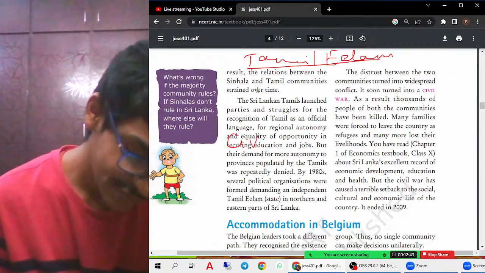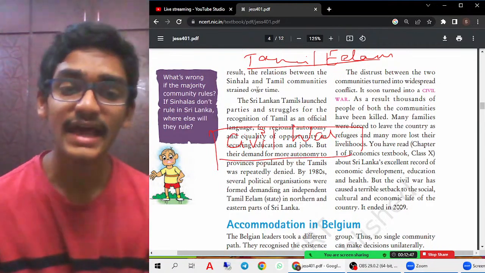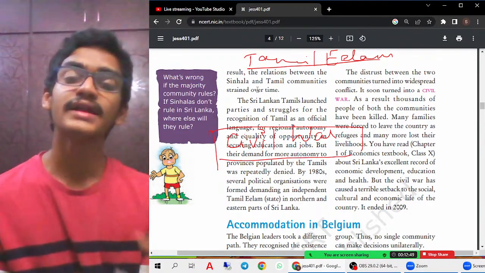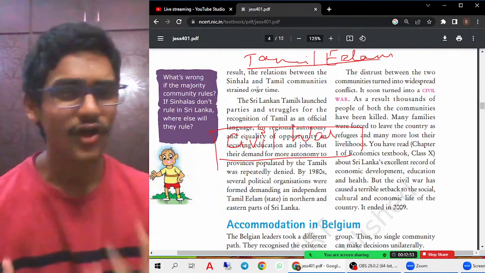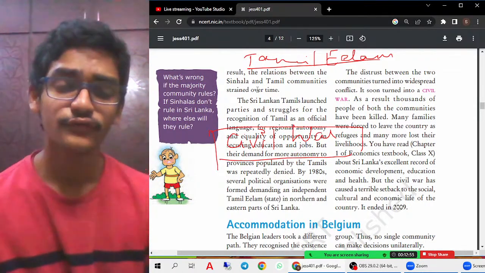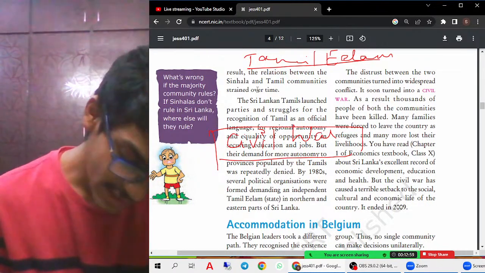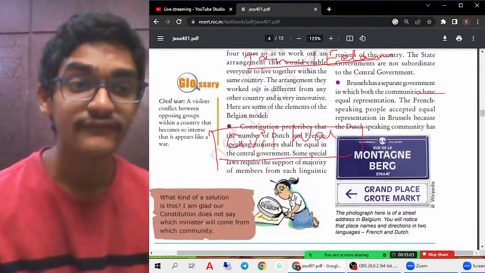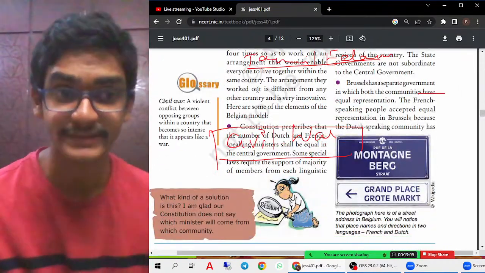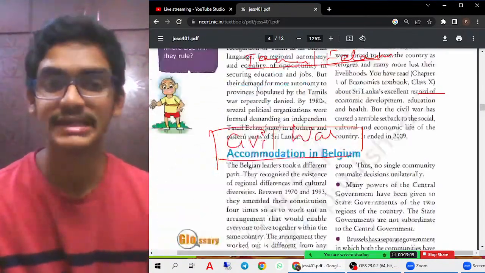As you can understand, there was continuous tension between the Sinhala and the Tamil speaking communities, because of which their relations were not friendly. So a civil war broke out in Sri Lanka. What is this civil war? As you can see here, a civil war is a violent conflict between opposing groups within a country that becomes so intense that it appears like a war. That is called a civil war.